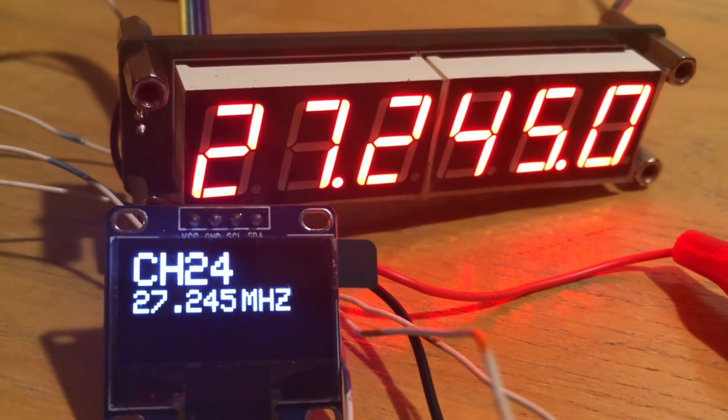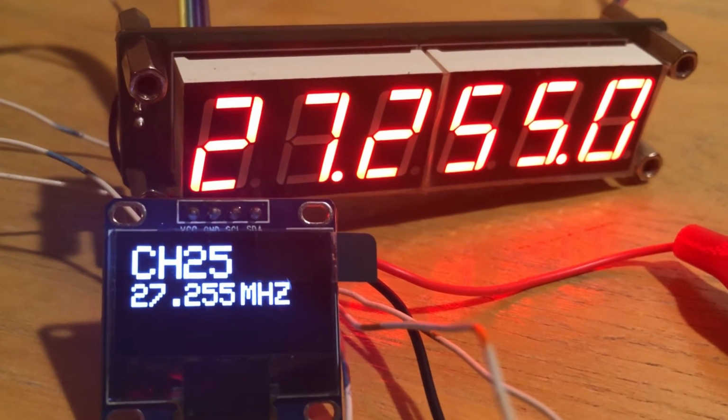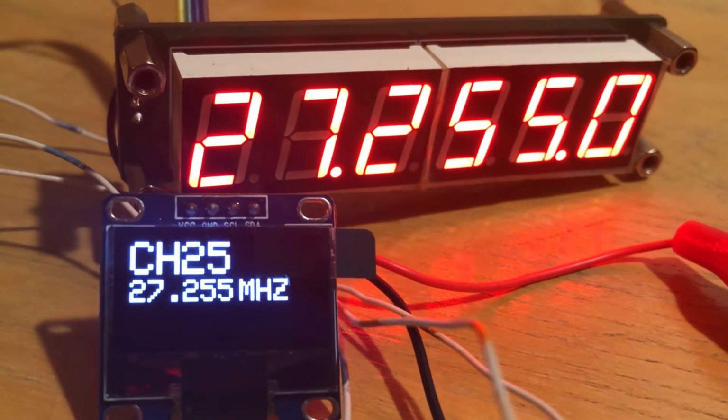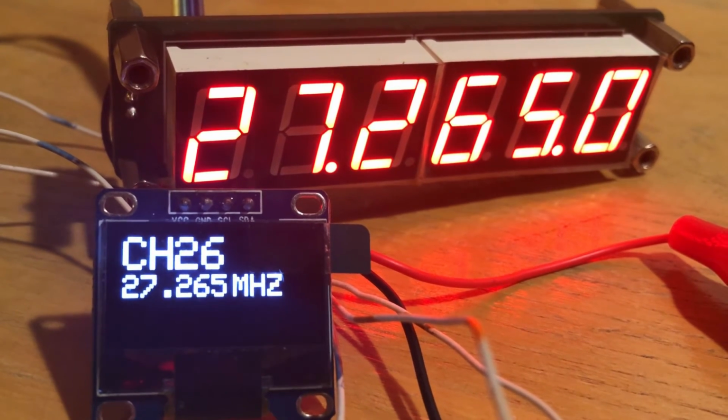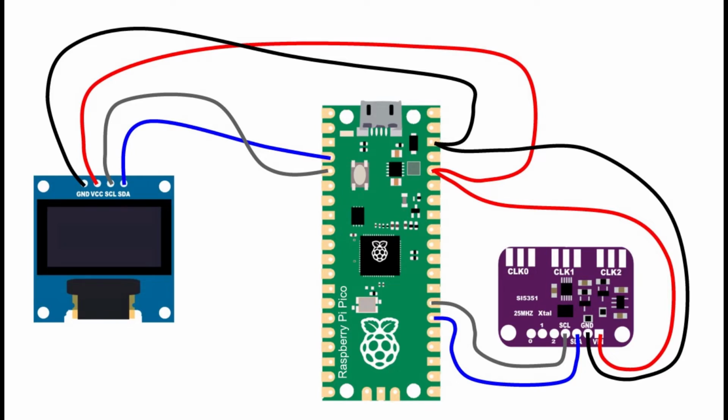We will still be using the display connected to Wire1, the I2C bus 2, for this demonstration, to show that both buses can be used at the same time. This is how we will wire the si5351 to the Raspberry Pi Pico.